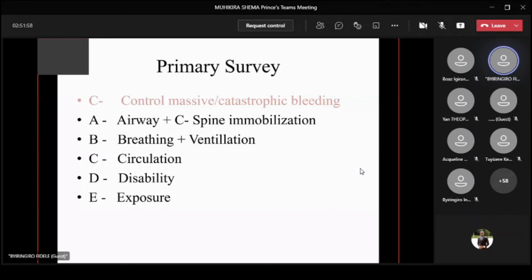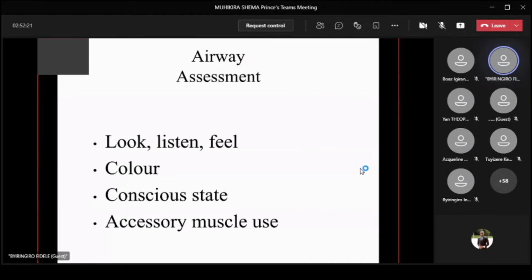On B, you look at the vitals, the oxygenation and ventilation. On C, you look at the circulation, BP, the heart rate, the vascularization. On D, you look at the mental status of the patient with a Glasgow Coma Scale, and exposure, you look for any wound which is involved in that trauma patient. So airway, you have to look, listen, and feel. Look for colors if the patient is cyanotic, consciousness state, or accessory muscle use.